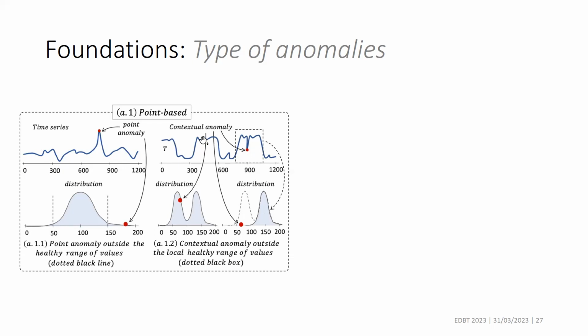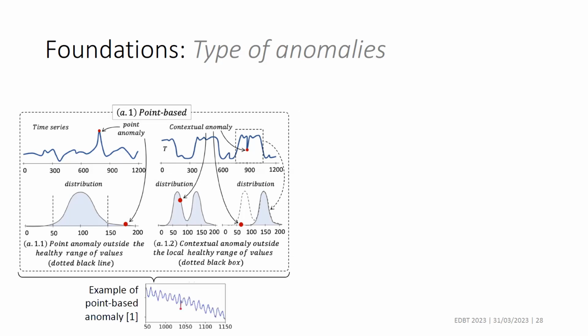But then when you look at the global context, well, it's not an anomaly anymore. It's in the range of values of these points here. So this is also an important type of anomaly to handle: the contextual point anomaly.